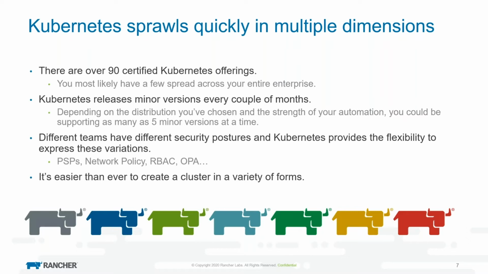Kubernetes, as I'm pretty sure you're all aware, moves really quickly. Depending on the distribution you've chosen and the strength of automation, you could be supporting as many as 5 minor versions at a time in your organization, maybe more. With each of the versions, sometimes there are breaking changes across the APIs, and we want to bubble above that and have one consistent Kubernetes feel across our environment.